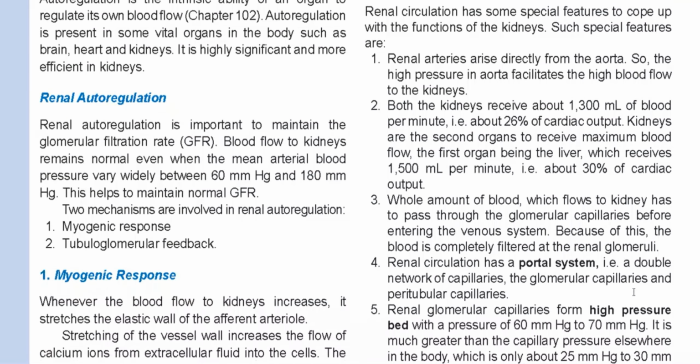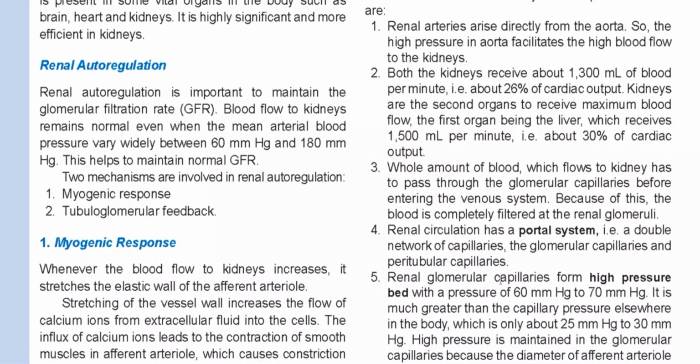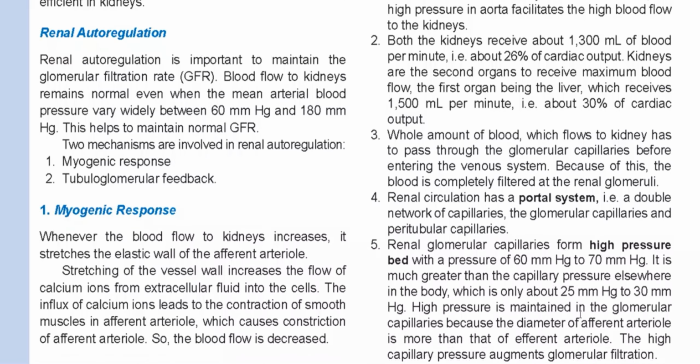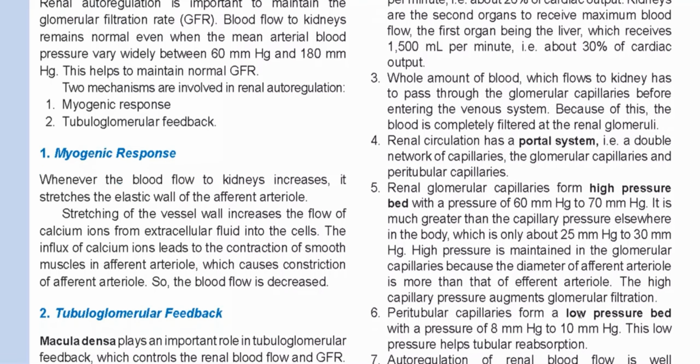Now, renal circulation has a portal system, as we already discussed, a double network of capillaries: the glomerular capillaries and also the peritubular capillaries. Renal glomerular capillaries form a high pressure bed with a pressure of 60 mmHg to 70 mmHg. It is much greater than the capillary pressure elsewhere in the body, which is only 25 to 30 mmHg. This high pressure is maintained in the glomerular capillaries because the diameter of the afferent arteriole is more than the efferent arteriole. So the high capillary pressure augments glomerular filtration.